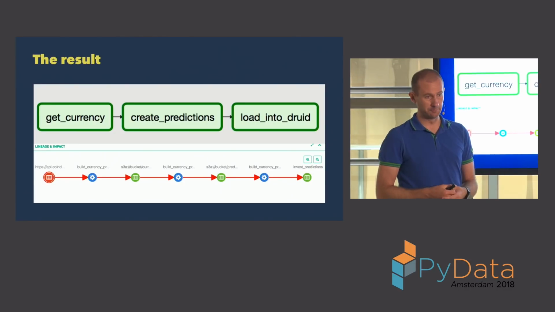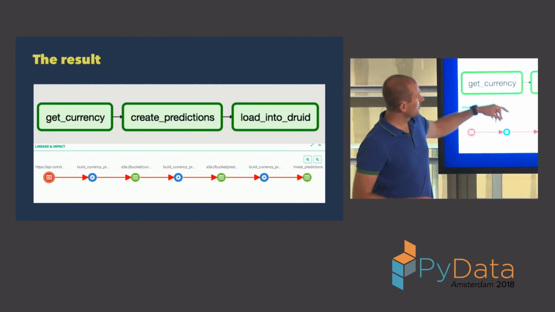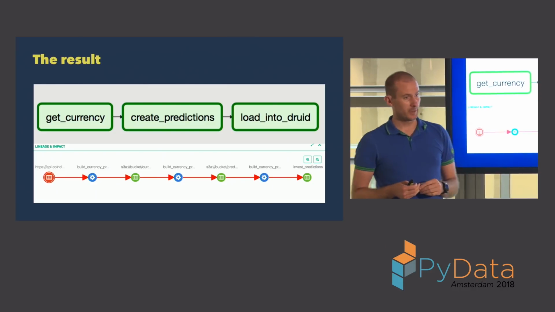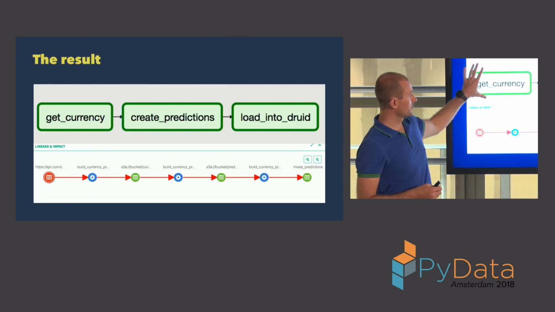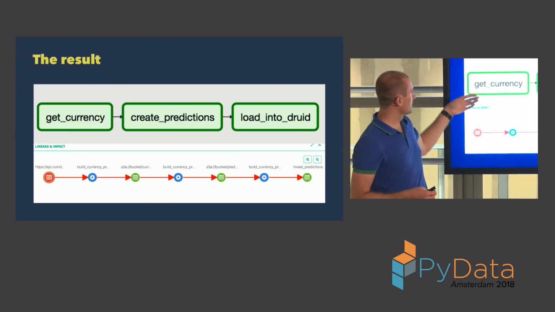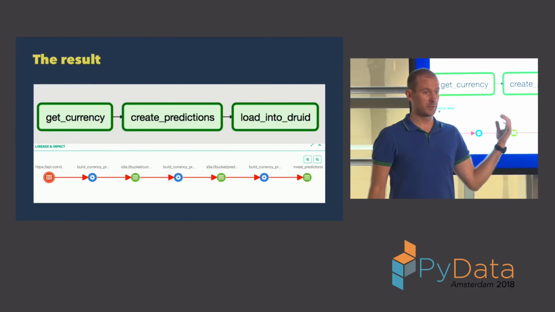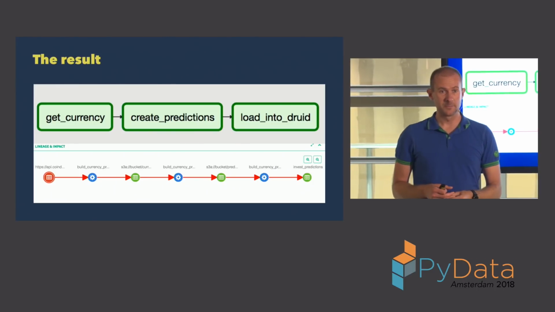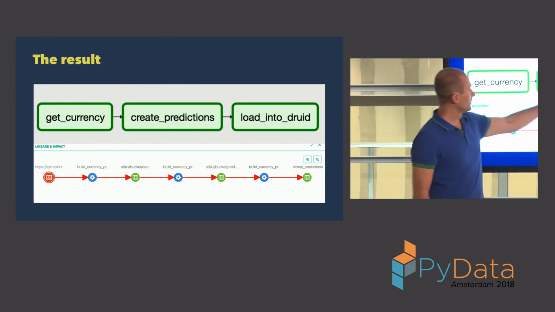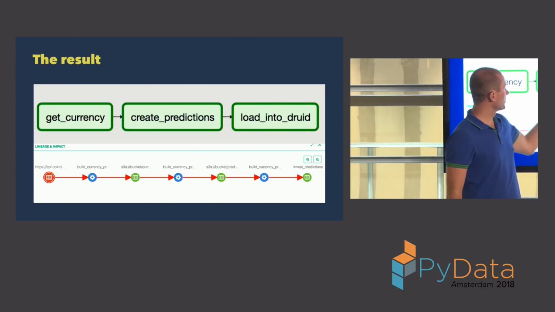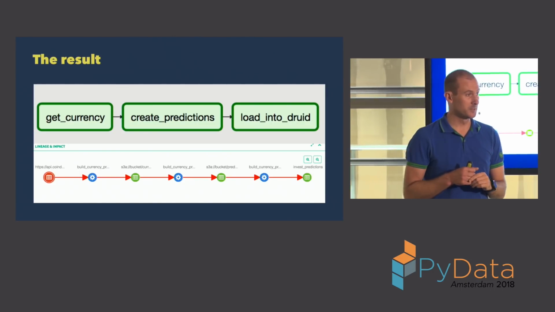So what does it get you? So this is the one on the top. This is what you'll see for now in Airflow. So this is pretty simple. This is just the DAG. And it has the get currency, get predictions, load into Druid, because that's what we just talked about, right? And this is how it connects. This one is the create predictions is dependent on get currency, load into Druid is dependent on create predictions.